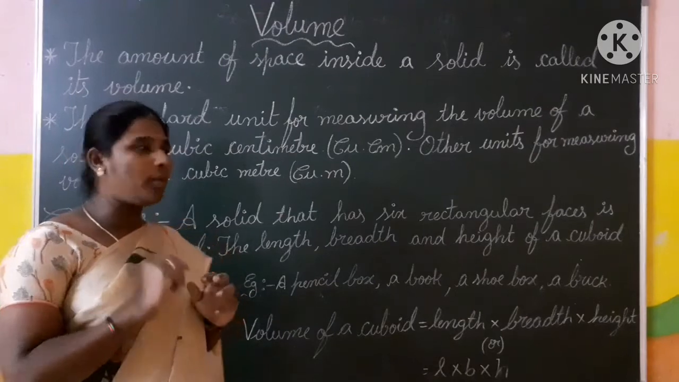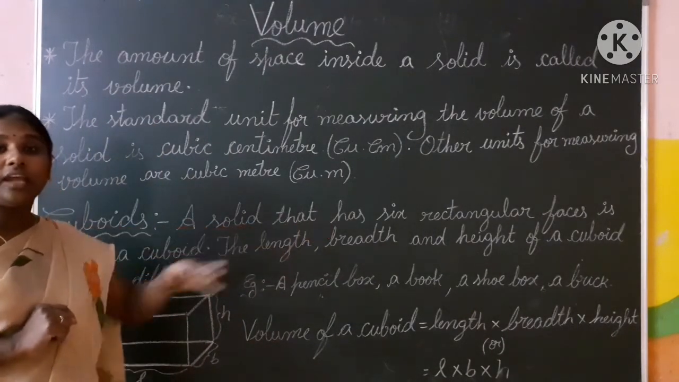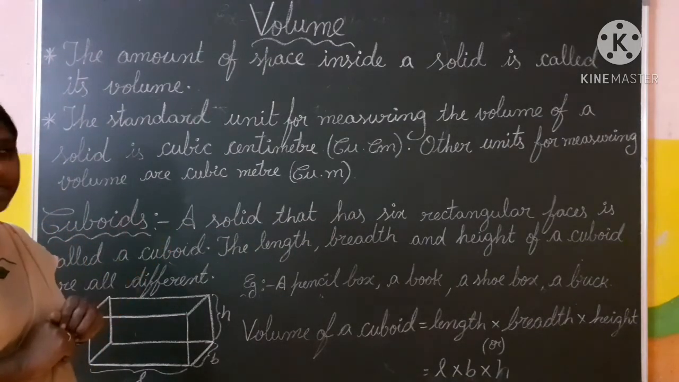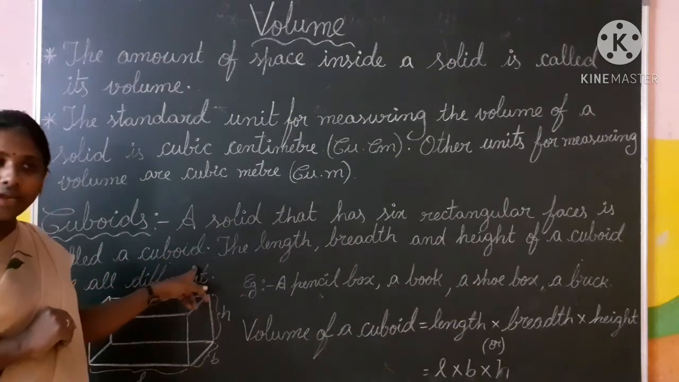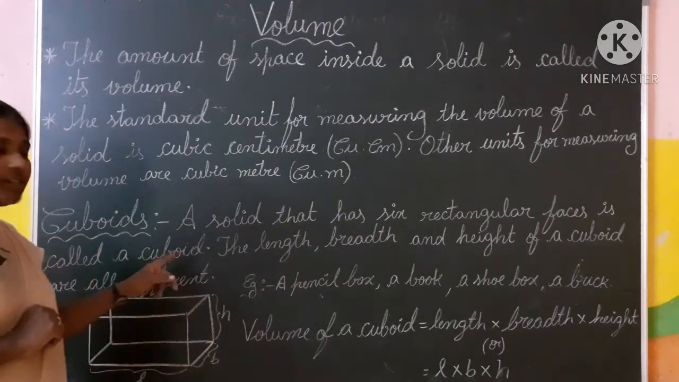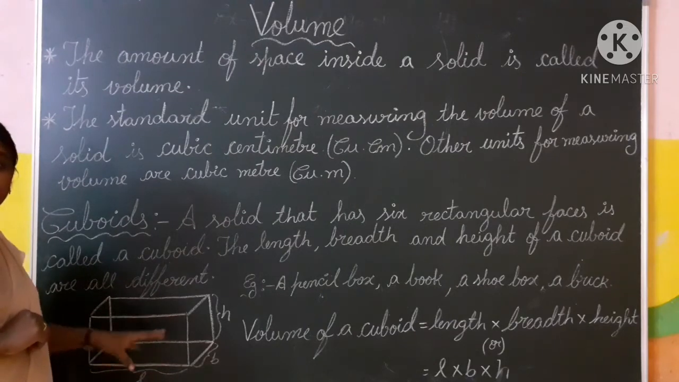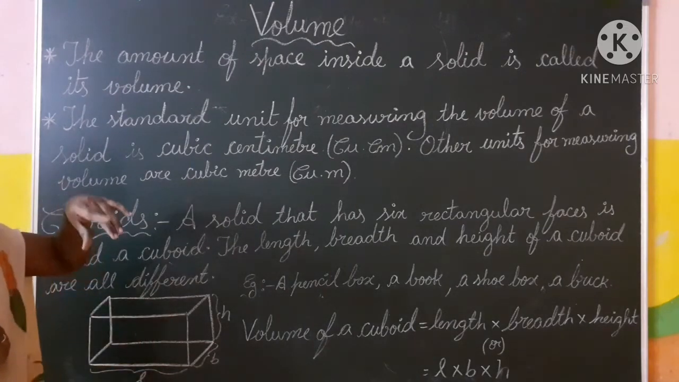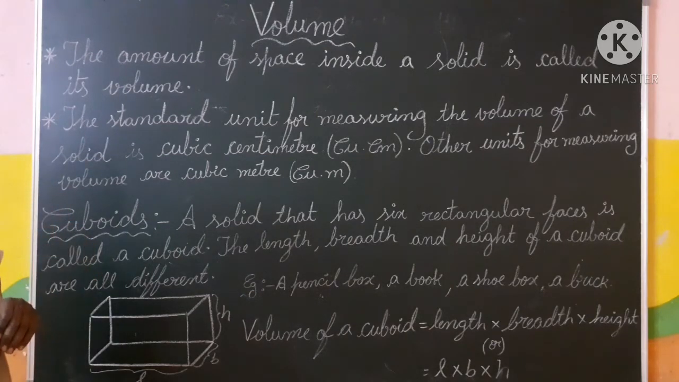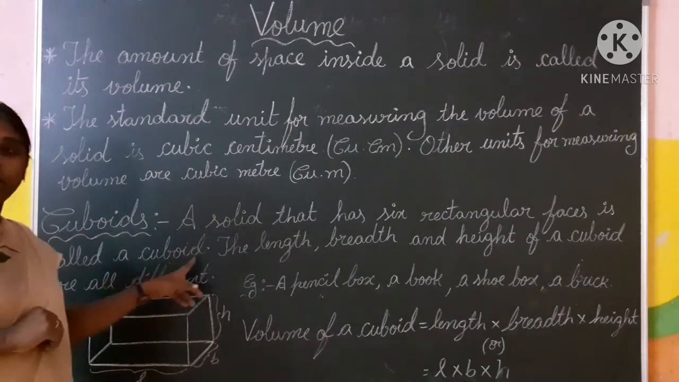So the first one is the cuboid. What is a cuboid? A solid that has 6 rectangular faces is called a cuboid. Here this box contains 6 faces. But what is the shape of the 6 faces? Each face is a rectangle. So a solid that has 6 rectangular faces is called a cuboid.